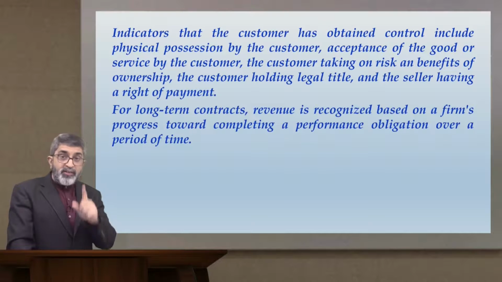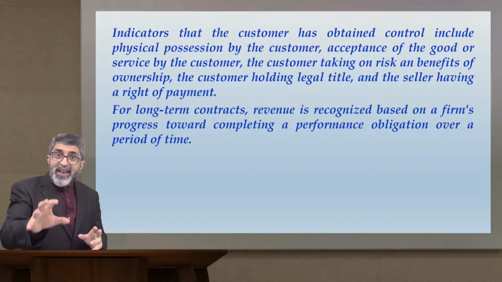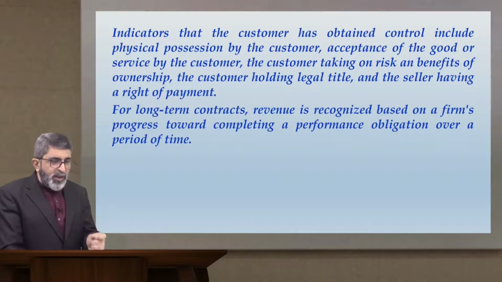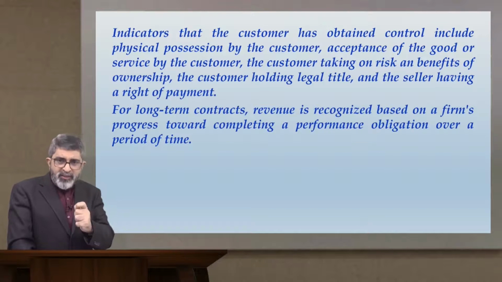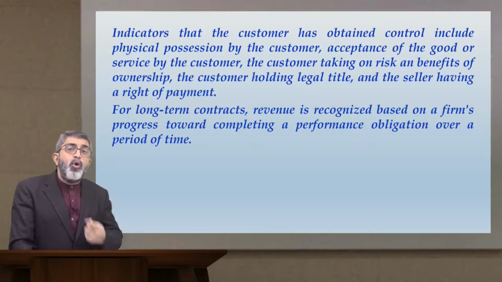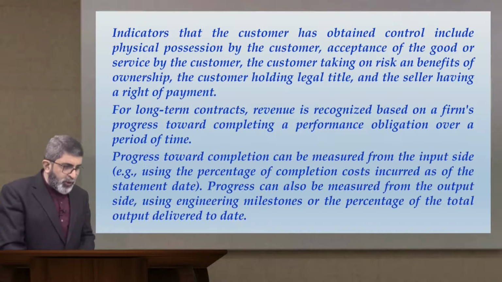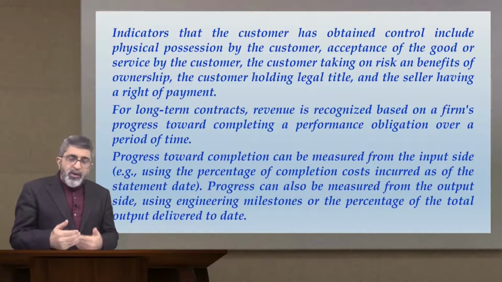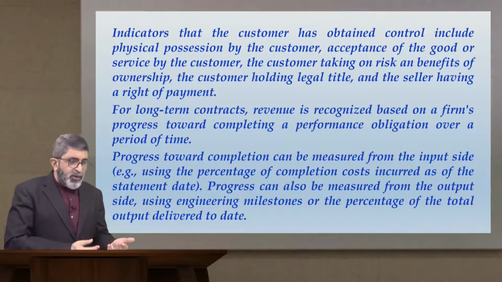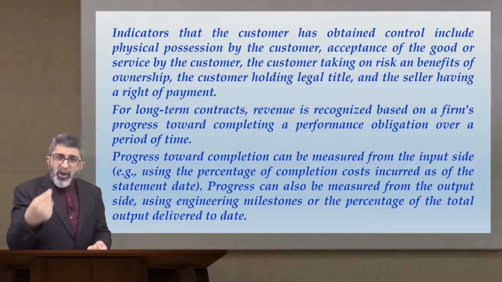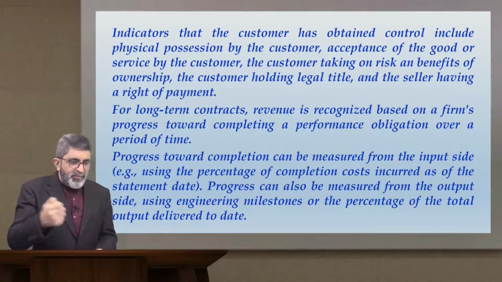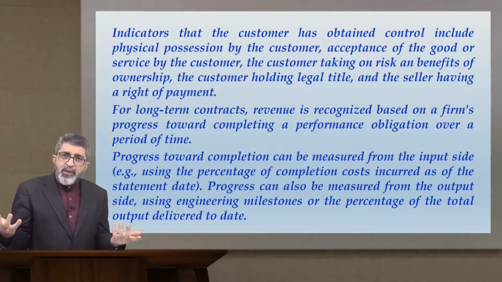For long-term contracts, and here be careful, like the example I gave you some time back, a construction contract that took 3 years, revenue is recognized based on a firm's progress towards completing a performance obligation over a period of time. It is over a period of time, not at a single point of time. Progress towards completion can be measured in different ways. You can measure it from the input side, for example using the percentage of completion based on the cost, or progress can also be measured from the output side using an engineer's milestone or the percentage of total output delivered up to the date.